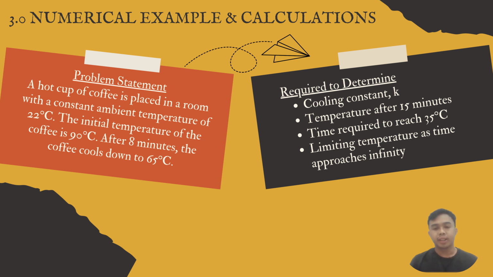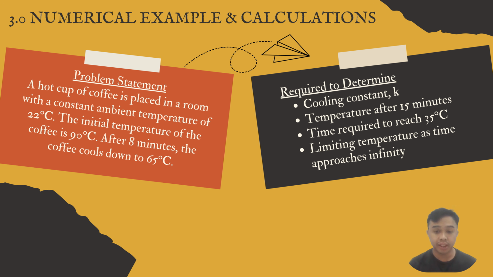Part 3 is about the numerical example and calculation. For this slide, I will explain the numerical example used in this project. The problem is about a hot cup of coffee placed in a room with a constant ambient temperature of 22 degrees Celsius. The initial temperature of the coffee is 90 degrees Celsius. After 8 minutes, the coffee cools down to 65 degrees Celsius.